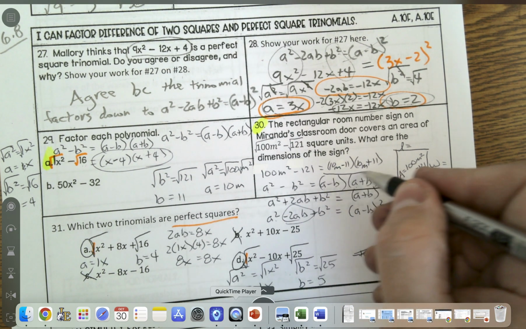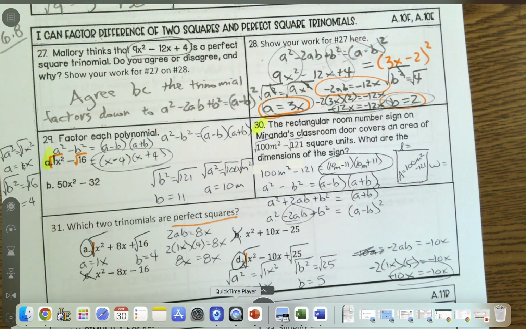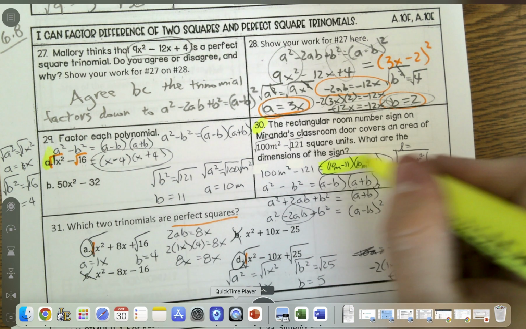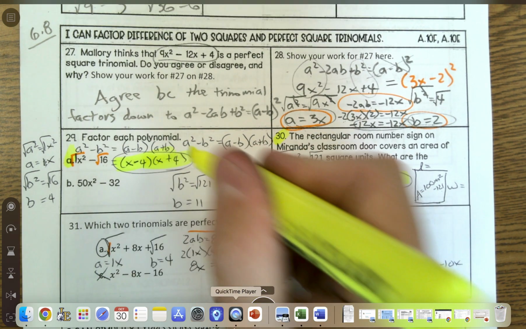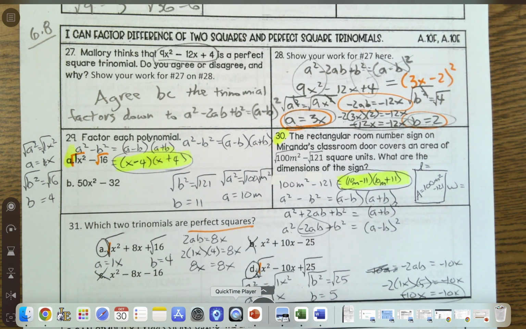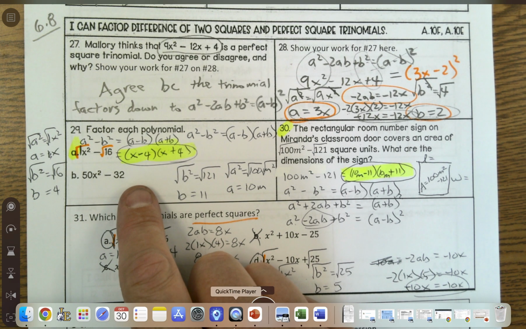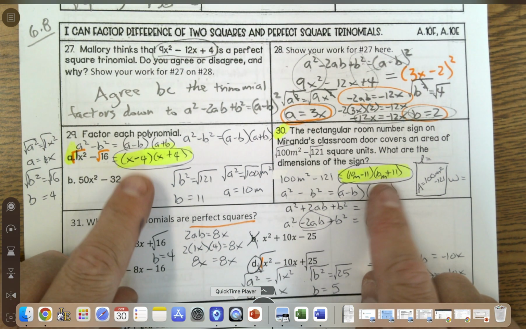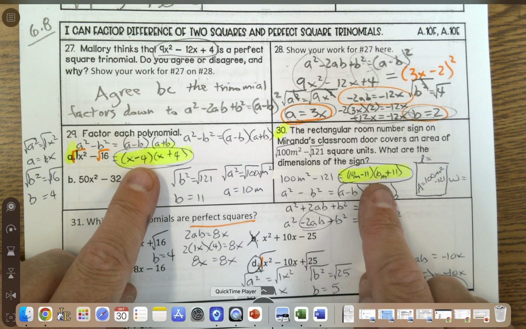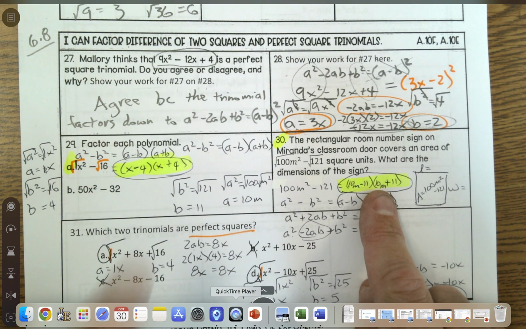I'll highlight it. It's what those two binomials are, just like we did on 29a. I'm not going to worry about part b here. If we have time in class, we can talk about it. But again, make sure that you watch the video on Canvas going over difference of squares and perfect squares. That's lesson 6-8 in Canvas. And if you're in class on Thursday, this will make a lot more sense to you.